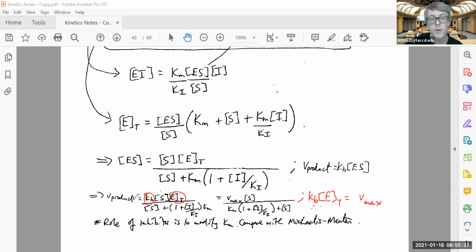The rate of formation of product is Vmax S over Km times the bracket 1 plus I, the inhibitor, over Ki, the inhibitor constant, plus S. So it looks like the role of the competitive inhibitor here is to modify the Michaelis-Menten constant. Compare it with the original Michaelis-Menten expression. I'll add it here just in case you don't have access to it immediately.